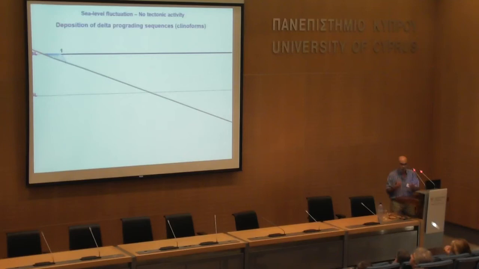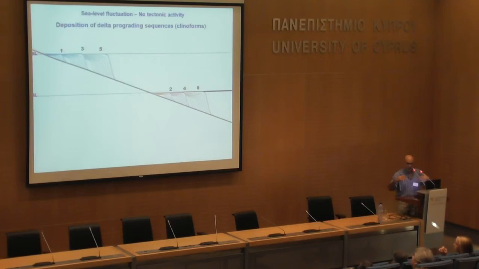Then when the sea level goes down in the glacial period, we have the formation of a new depositional terrace at minus 120. And then in the next high stand, the next depositional terrace will form at the same level as the previous one, and the next low stand terrace at the same level, and so on. So we have a pattern of stacked terraces at the same level, either high stand or low stand.